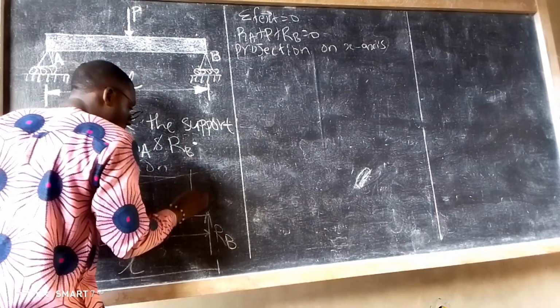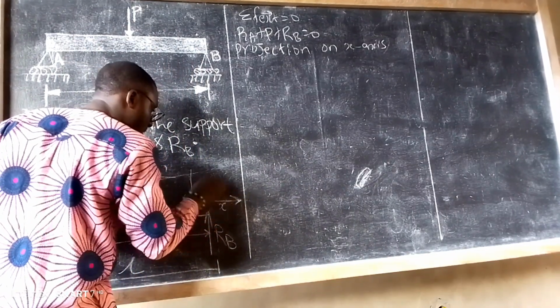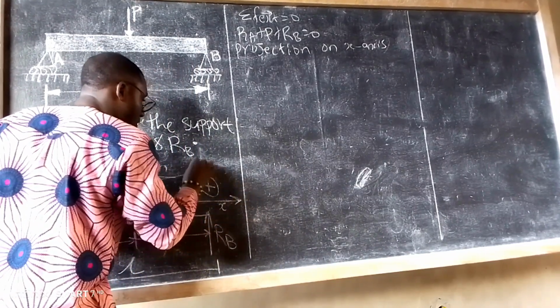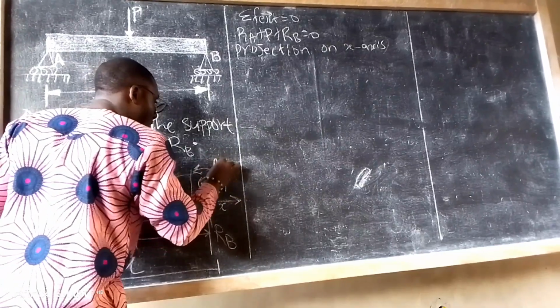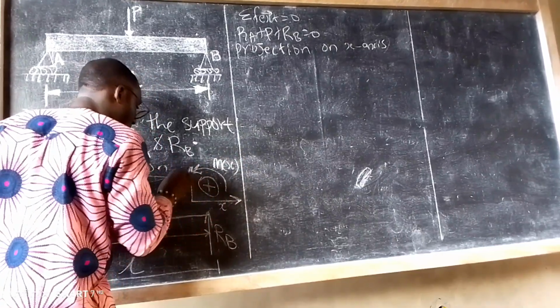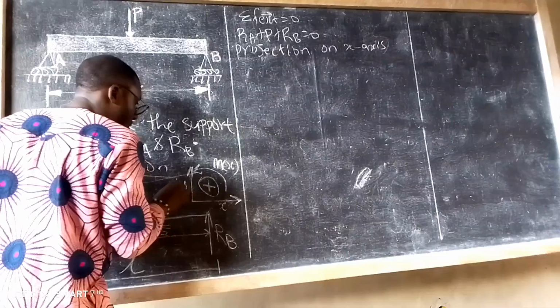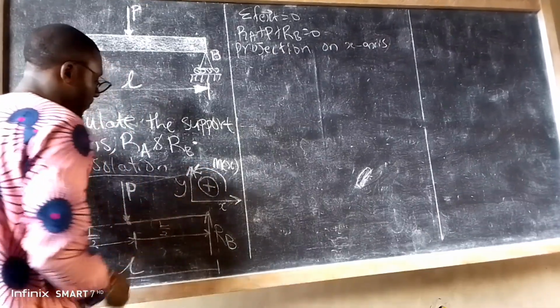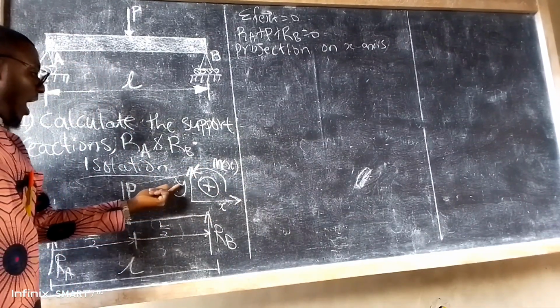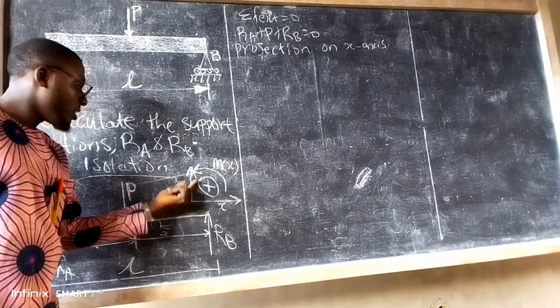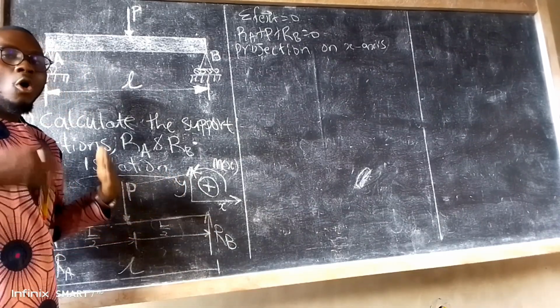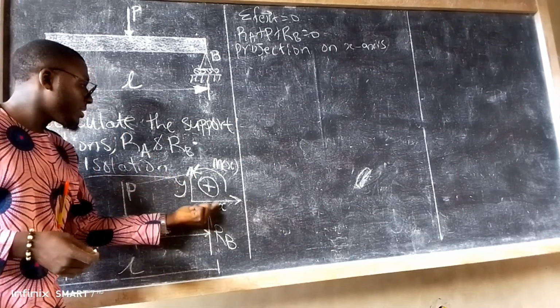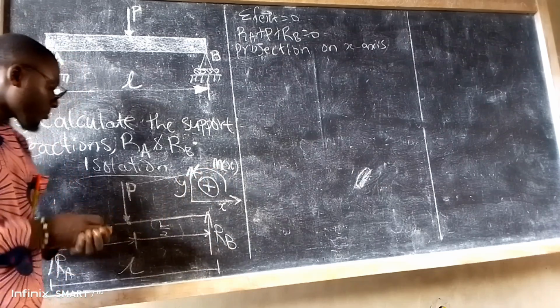Now we need to choose our coordinate system, our orientation, how we are going to be working. We have here Y. So this is my orientation. I have Y. I've chosen this sense to be my sense of orientation. So I have Y, I have X, I have M of X, my moment.